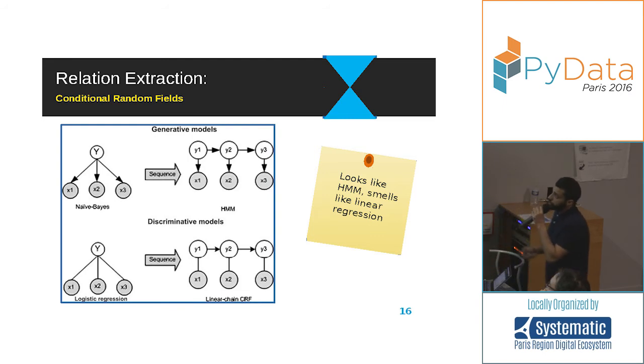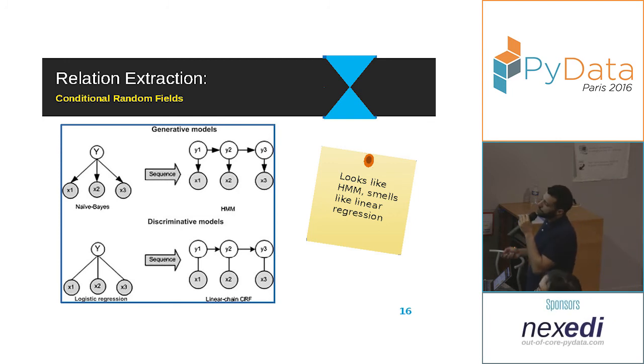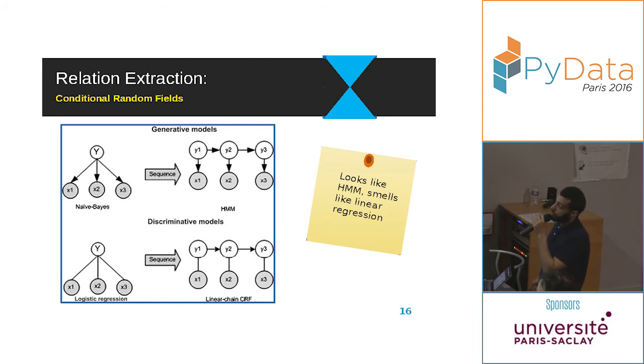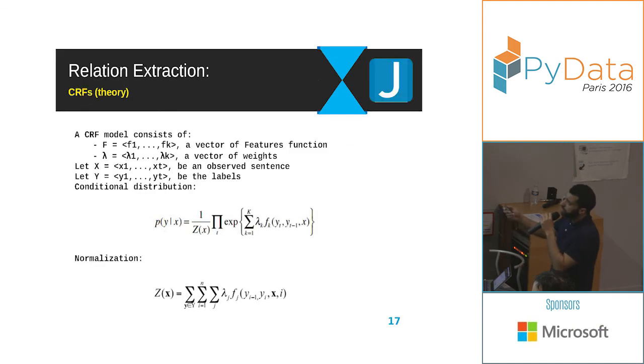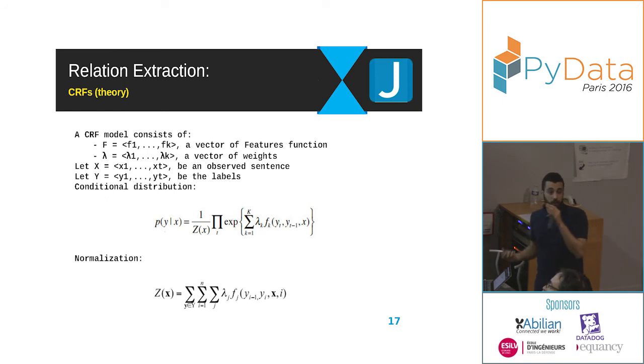To solve this problem, we use conditional random fields. Conditional random fields look like logistic regression for sequential data, and smell like hidden Markov models because of the transition between states and the sequentiality. Let's do some theory. The conditional random field is based on a vector of feature functions and a bunch of weights. We need to optimize those weights to make a good prediction.